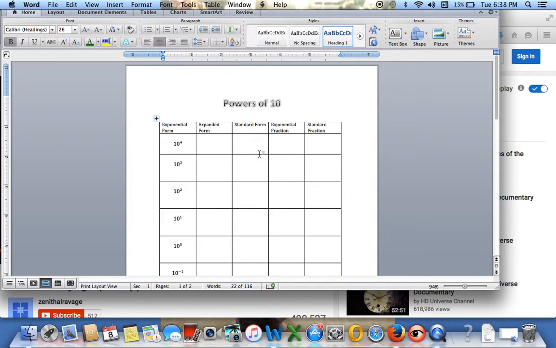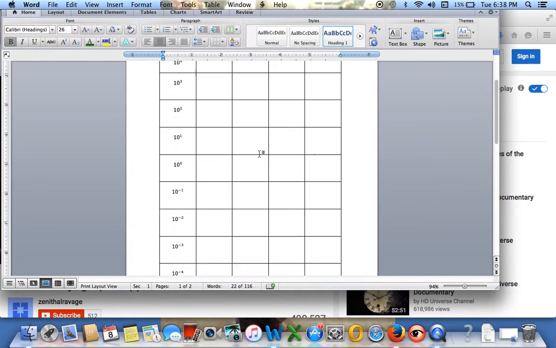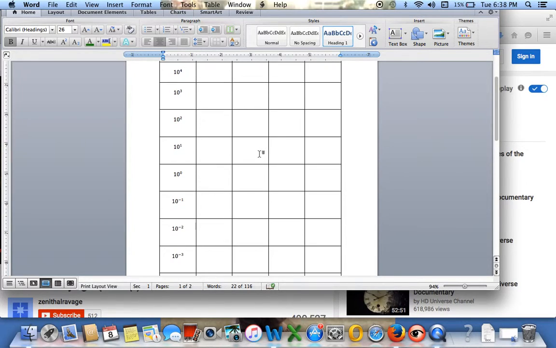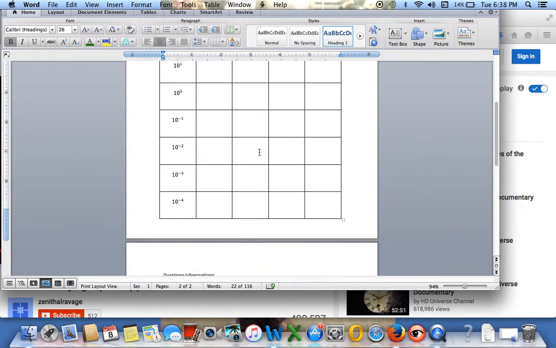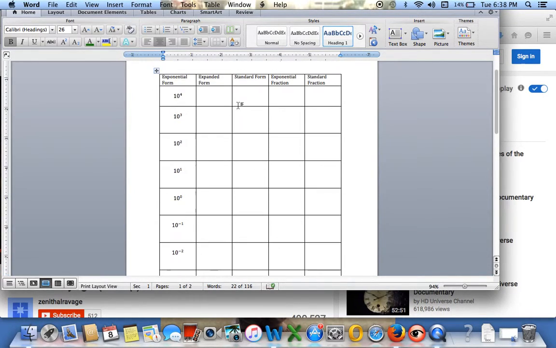So let's explore using the powers of 10 now, using our paper that we have here. Okay, we're going to fill in part of the chart. And then what I want you to do is fill in the rest of the chart. And then take a look at these questions and answer them. Okay, so let's take a look at these here that we've got. So let's take a look at the first one.